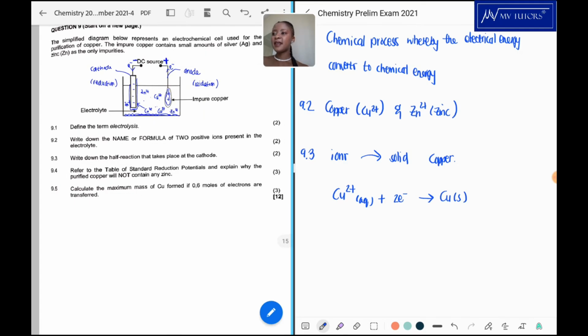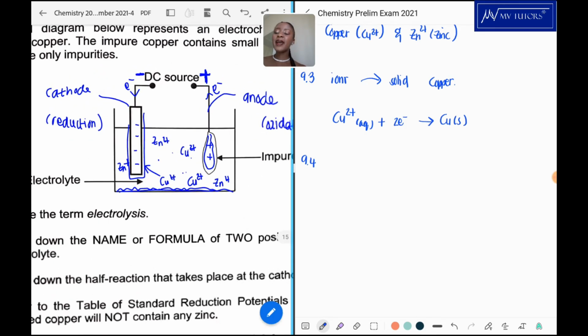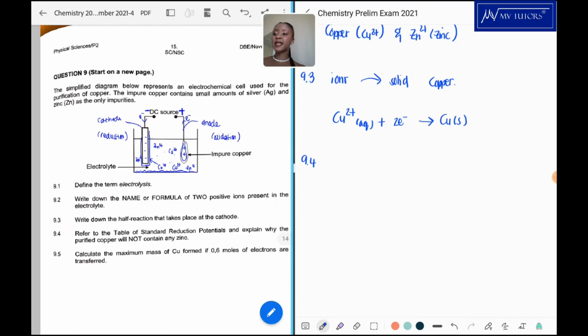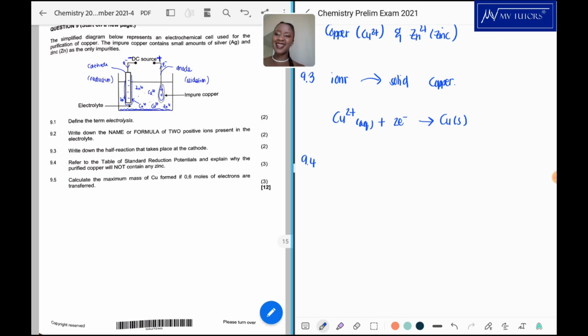Now we go to 9.4. It says, refer to this table of standard reduction potentials and explain why the purified copper will not contain any zinc. That is what I was asking you. Here we can see we have positive ions in the electrolyte. We also have a cathode that is negatively charged. Why doesn't zinc form there? Why is it only copper that is forming? We're going to have a look at our table of standard reduction potentials.